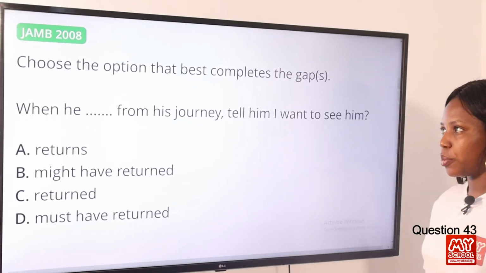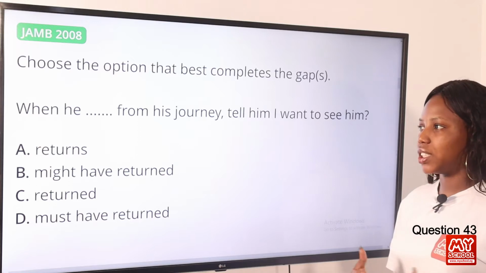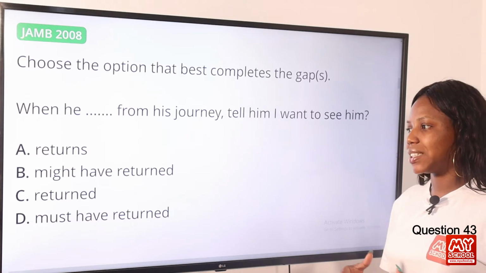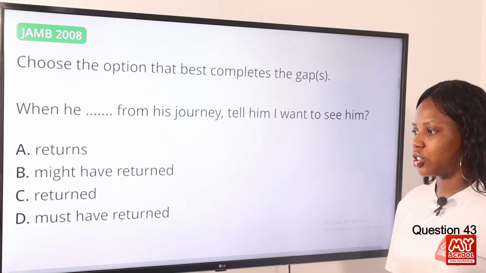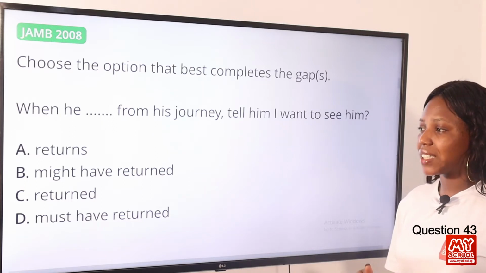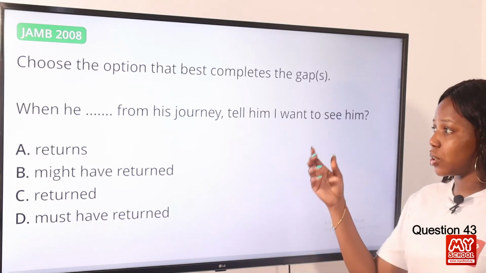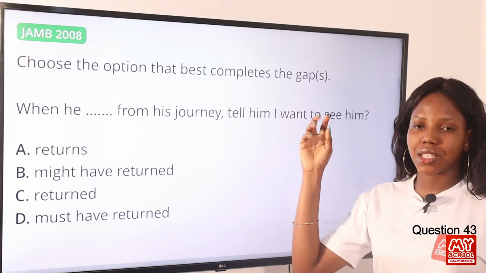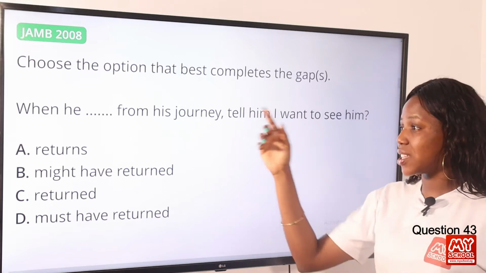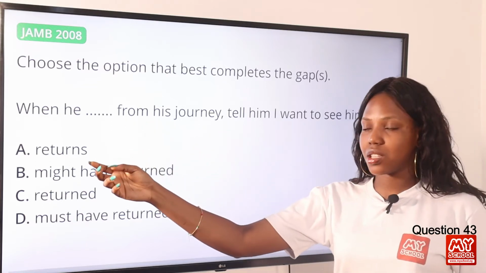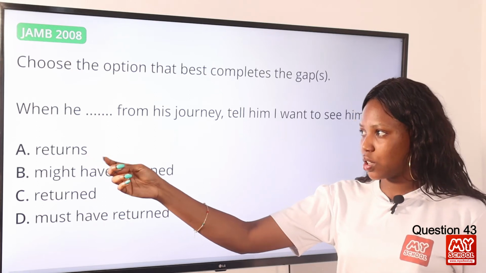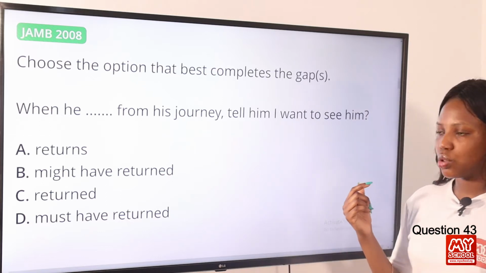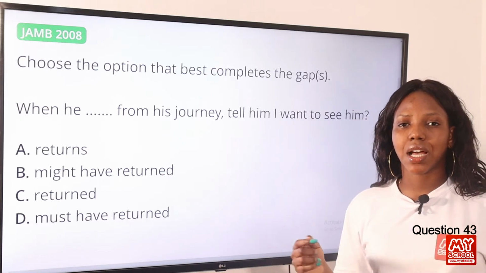Question 43. Choose the option that best completes the gap. When he dash from his journey, tell him I want to see him. Option A, returns. Option B, might have returned. Option C, returned. Option D, must have returned. The answer to this question is returns. Let's take a look at this sentence: tell him I want. With this we know that it is in present tense, so it has to retain the present tense, and option A is the simple present tense. So, by the time he returns from his journey, tell him I want to see him. Option A is the correct answer to this question.